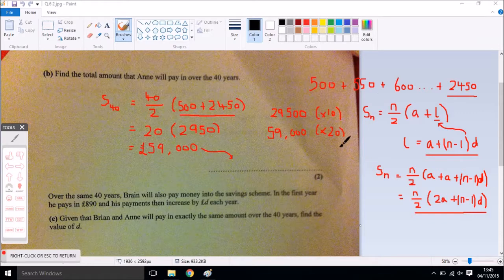Okay, if you have a look at part 2, I'll try and squeeze this in at the bottom because I don't want to lose any of this, because this is going to tie in with the next bit. It says, over the same 40 years, Brian will also pay money into the savings scheme. In the first year, he pays in £890, and his payments then increase by d each year. So Brian follows a different sequence. He starts off with 890.